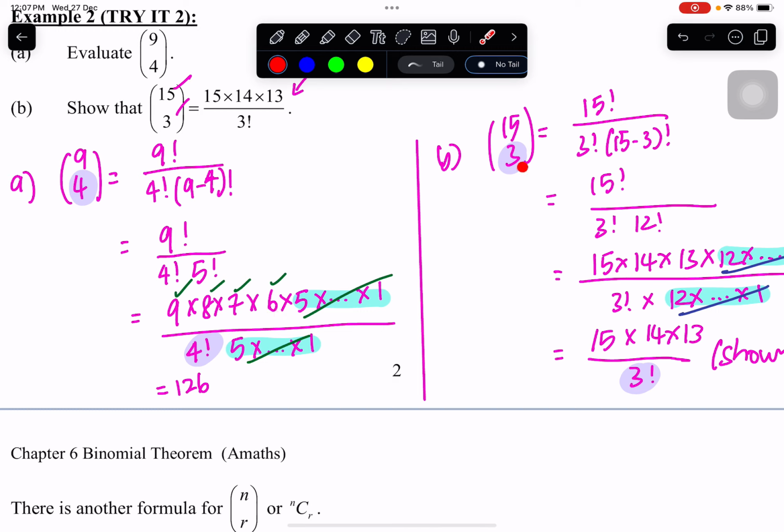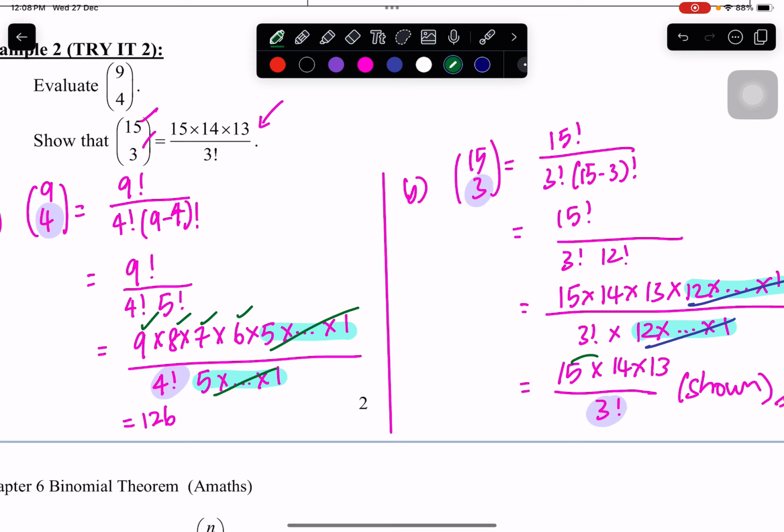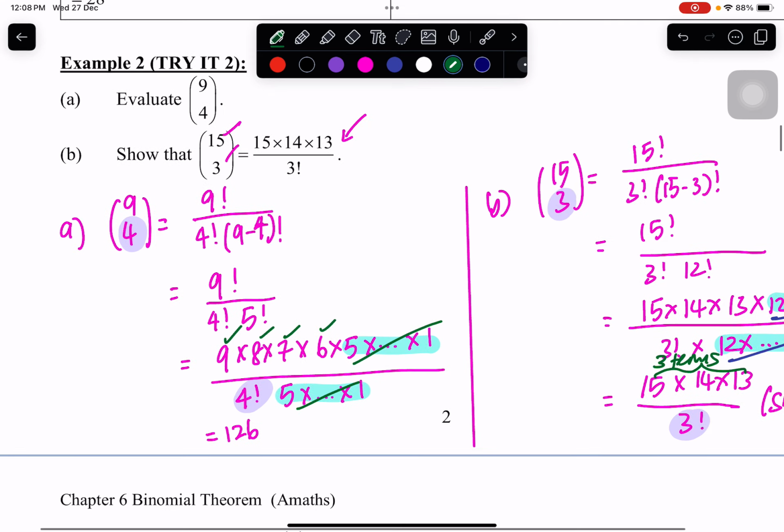Let's see if it is the same for part B. If the smaller number is 3, I would expect, based on the same pattern, that there will be 3 terms in the numerator starting from 15. So let's check: 15, 14, 13. 1 term, 2 terms, 3 terms. May not be a coincidence, right? So this is 3 terms, and this over here is 4 terms.